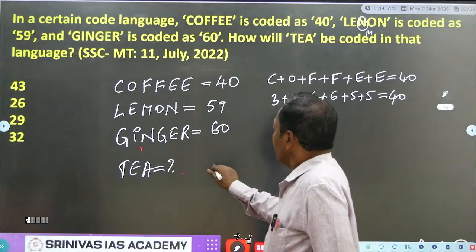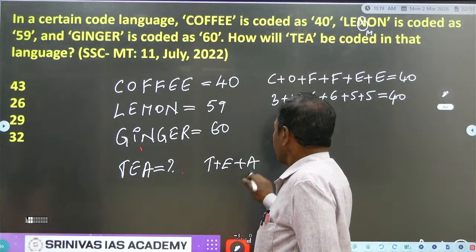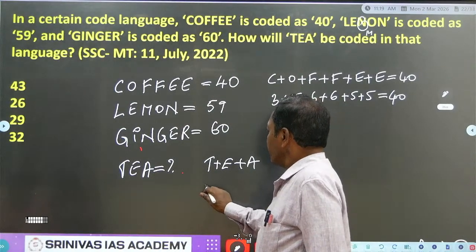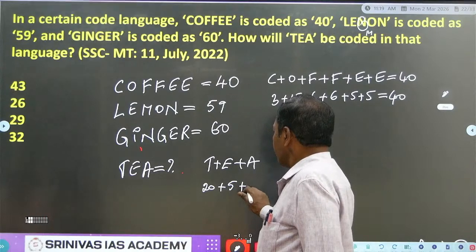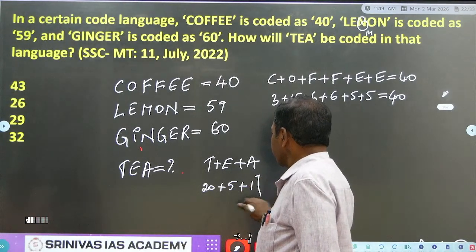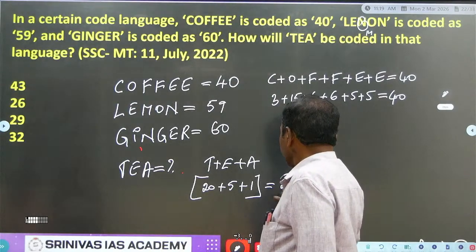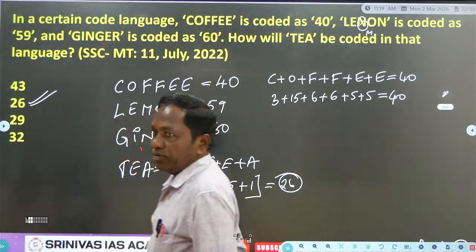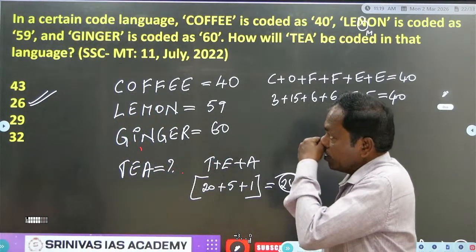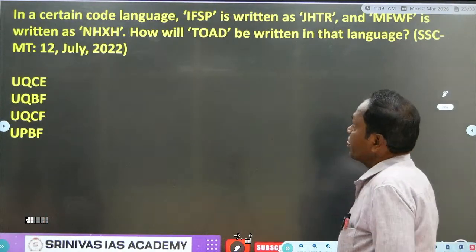It means what is T plus E plus A? T is what? 20th letter plus E is the fifth letter, A is the first letter. 26 is the answer. Option B. It is typing only, not typing ABCD, only numbers, so options are given.